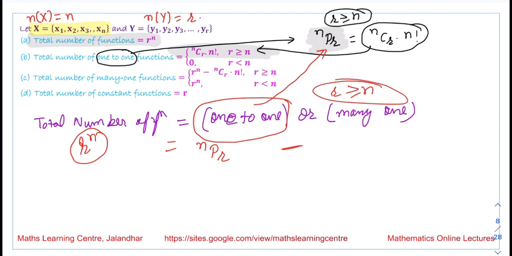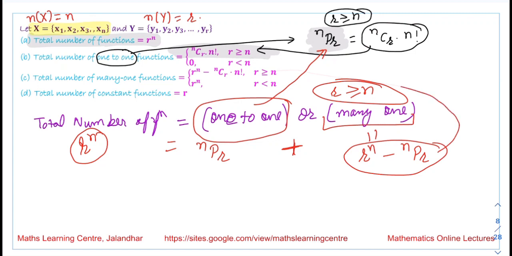Then the number of many-1 functions will be equal to r raised to the power n minus rPn, and this is written over here. When r is greater than or equal to n, the number of many-1 functions will be r raised to the power n minus rPn. Similarly, when r is equal to n, the number of many-1 functions will be r raised to the power n minus 0, that is equal to r raised to the power n.